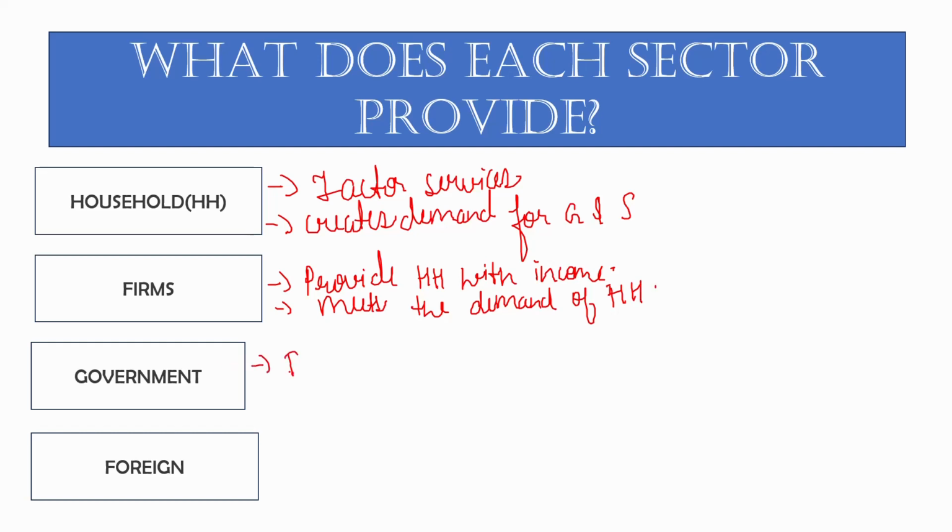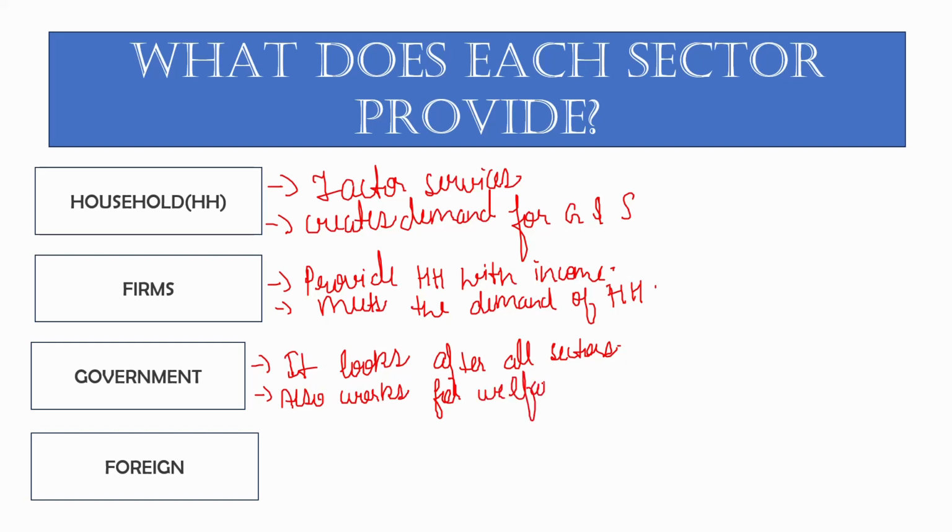And third is government. It looks after all sectors, and it also works for welfare of the society. In foreign sector, it facilitates export and import. So export we write in short form as X and import as M.